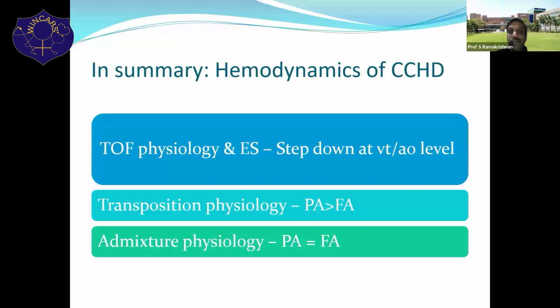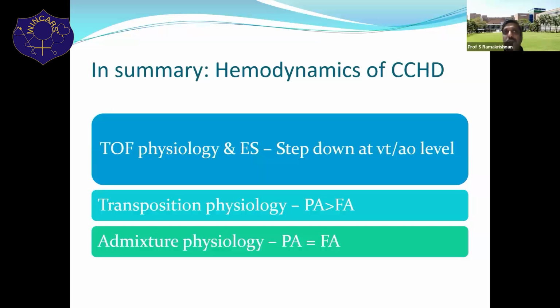The other important physiology is transposition physiology. The oximetry hallmark of a transposition physiology is that PA saturation will be more than FA saturation. Or there can be admixture physiology, or rarely a combination. In admixture physiology, whichever the chamber in which the admixture is happening between the oxygenated and deoxygenated blood, all the chambers upstream of that will show the same saturation. So PA will be equal to FA.